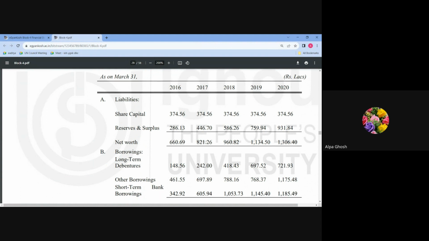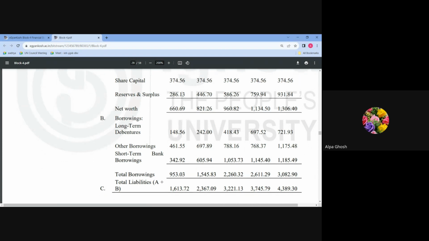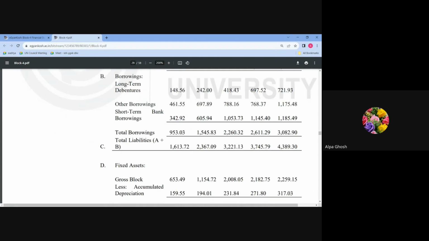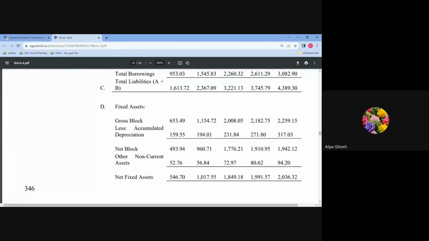The liabilities consist of fixed liabilities, which are share capital, reserve and surplus. If you go with borrowings, then equity is net worth, the owner's share. Then we have borrowings in the form of debentures. Then we have short-term bank borrowings, and then the total borrowings. Then we have fixed assets. The first one is fixed assets less depreciation.